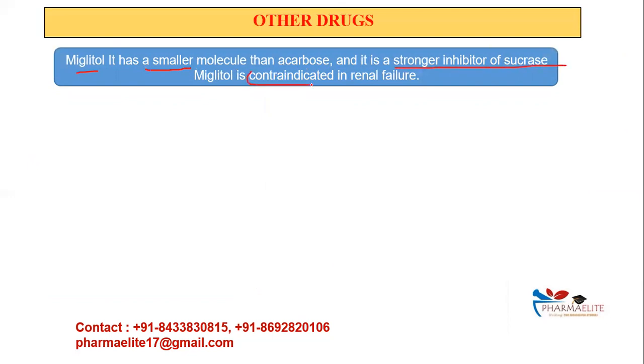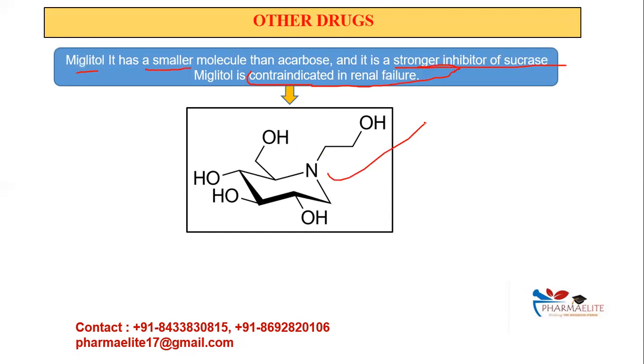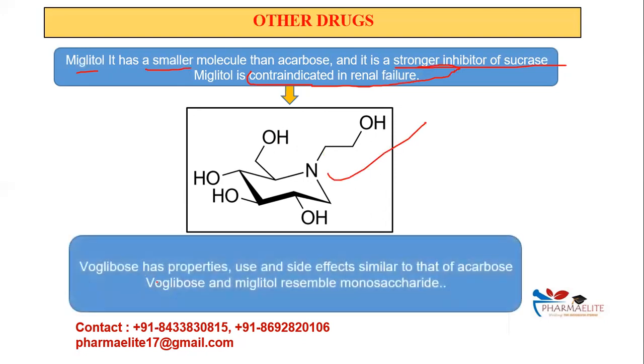And also it is contraindicated in renal failure. So we don't give it in renal failure, just like we don't give Acarbose in IBD, we don't give Miglitol in renal failure. This is the structure of Miglitol. You can see it is very simple. It resembles a monosaccharide. Voglibose is the same as Acarbose in everything, whether properties, use, side effects, everything is the same. And Voglibose and Miglitol resemble the monosaccharide.